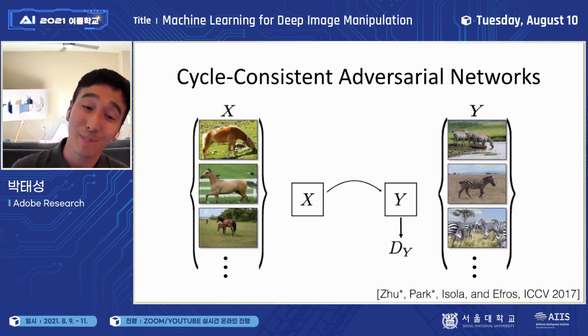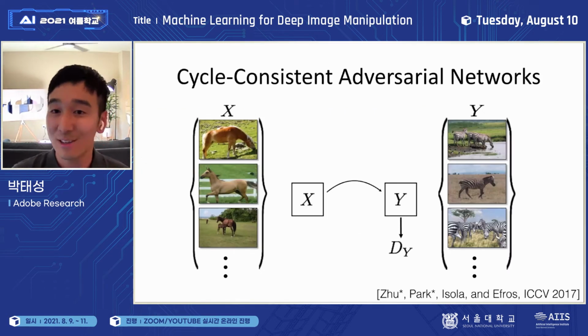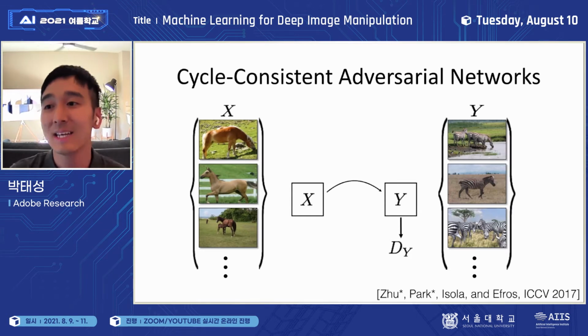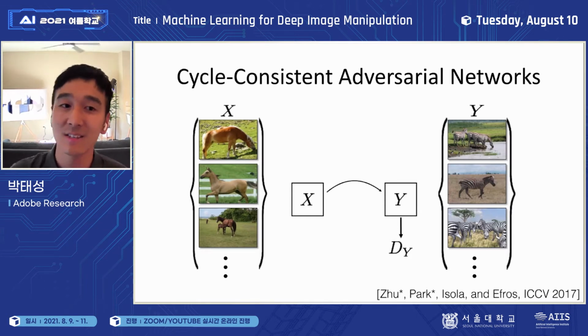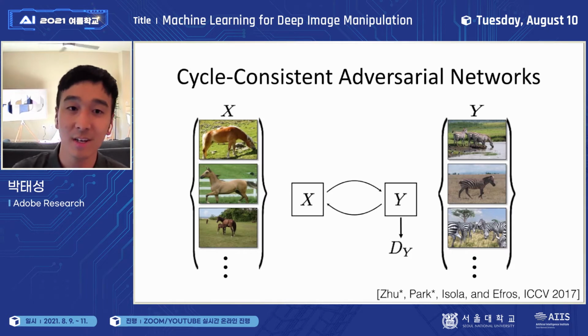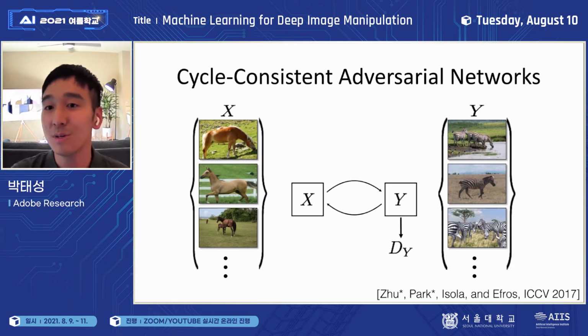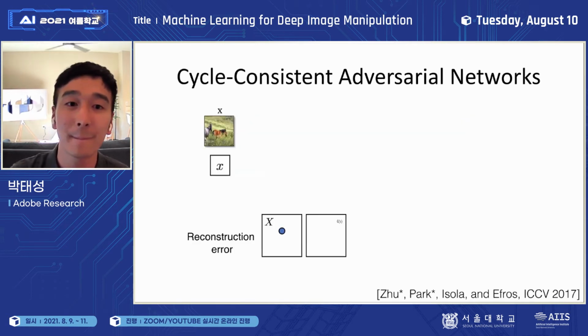So because of this, in addition to the adversarial loss, we're gonna need another constraint. And to this end, we propose the cycle consistency constraint. We jointly train another image translation model in the reverse direction. And we enforce that the output zebra is back translated to the original horse.